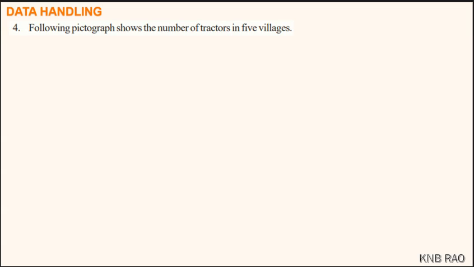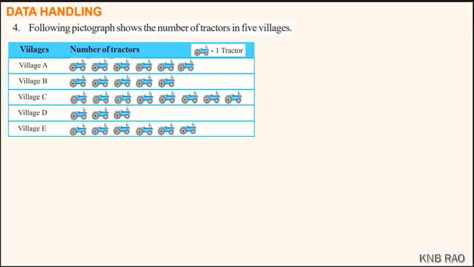Now coming to question number 4: the following pictograph shows the number of tractors in 5 villages. Village A, B, C, D, and E, where 1 picture represents 1 tractor. That means, children, in village A I have 1, 2, 3, 4, 5, 6, so 6 tractors. In village B, 1, 2, 3, 4, 5, so 5 tractors are there.